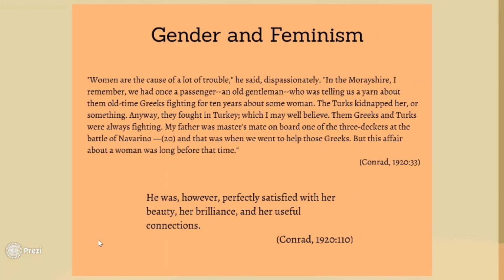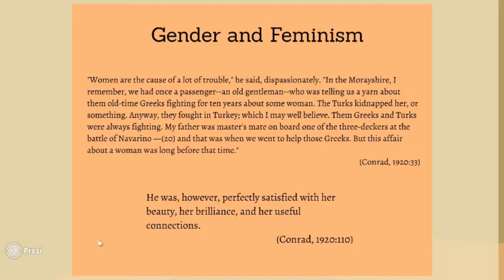Next is gender and feminism. In the colonialism era, people thought that women can't do anything on their own, so they were expected to stay at home, be a wife and mother, and fulfill their husband's needs. It is an issue where women are always treated unfairly and always looked down on. Conrad also mentions this issue in his story.